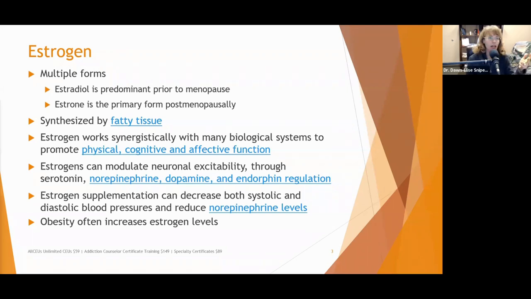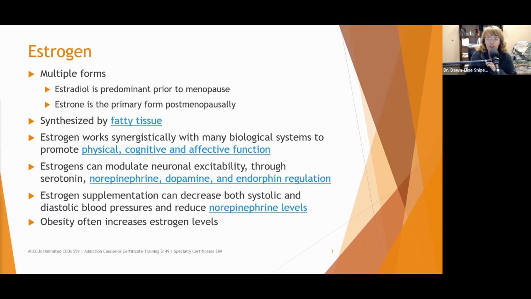It's not just mood. We tend to think that when women develop PMS or PMDD, it's estrogen's fault. Well, that's not necessarily true. We do want to recognize, though, that changes in estrogen levels can contribute to cognitive decline. It can contribute to mood lability. It can also contribute to things like fatigue and weight gain.